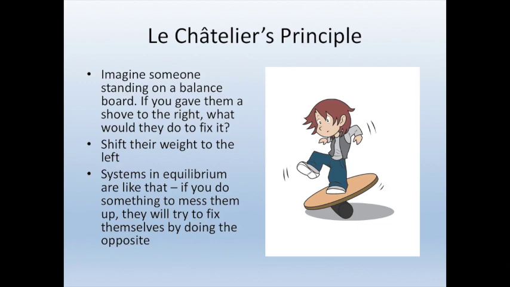So Le Chatelier's principle is a principle that we use to describe disruptions of chemical equilibrium. You can imagine someone standing on a balance board and giving them a shove to the right. How would they fix that so they don't fall? They would shift their weight to the left. So systems in equilibrium are similar. If you perturb them in one direction, they will try to compensate by going in the opposite direction.